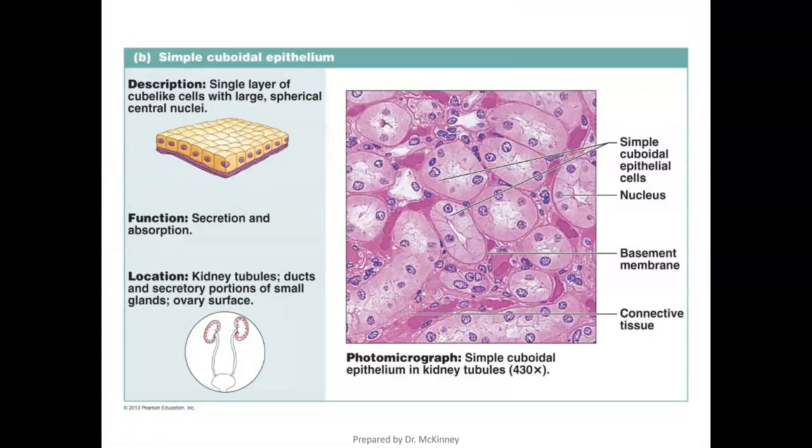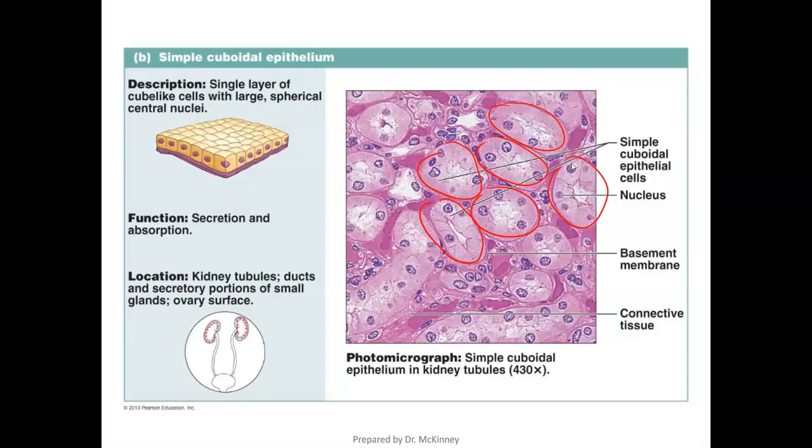Okay, next slide, we have simple cuboidal epithelium. So again, simple means one cell layer thick, but now we have cube-shaped cells. So if you look on the right-hand side, each of these little circles are a group of simple cuboidal epithelium. And so these simple cuboidal epithelium form tubes, which is exactly what we see here. We're looking at a cross section of a tube. This is probably in the kidney tubules. So these cuboidal epithelial cells form tubes throughout wherever they're located. You can see simple cuboidal in other glands.